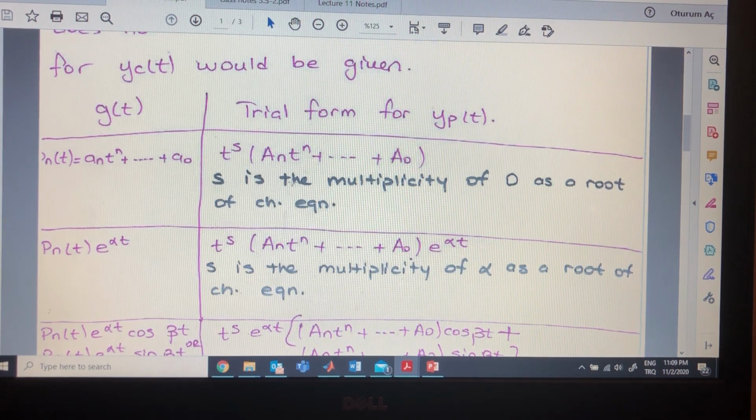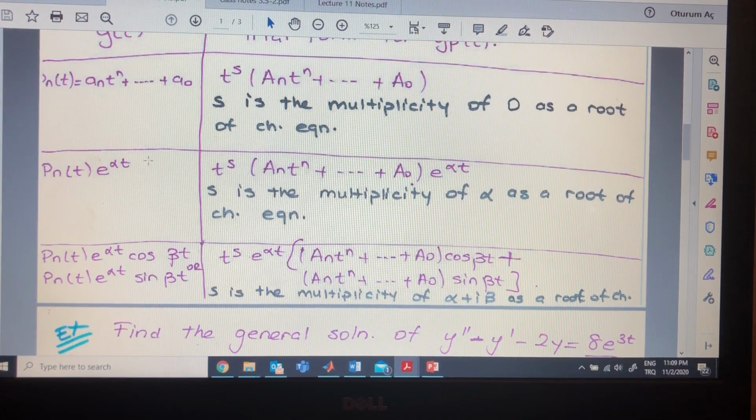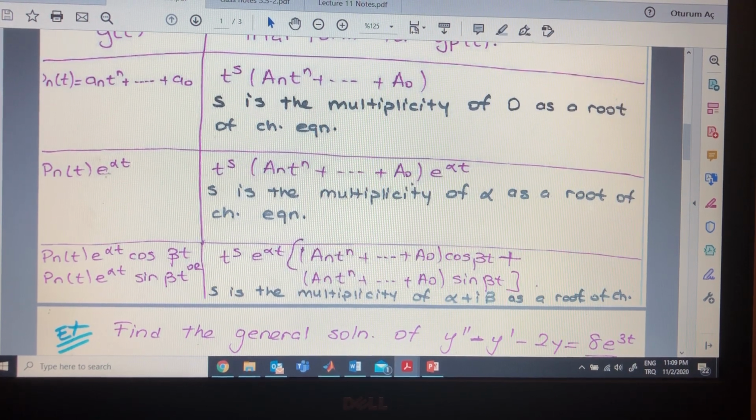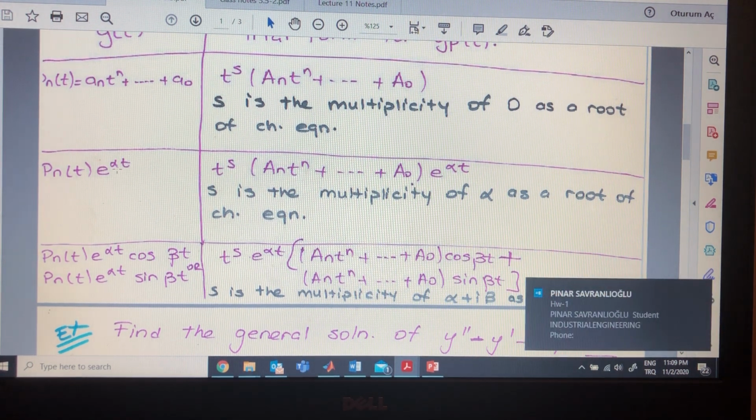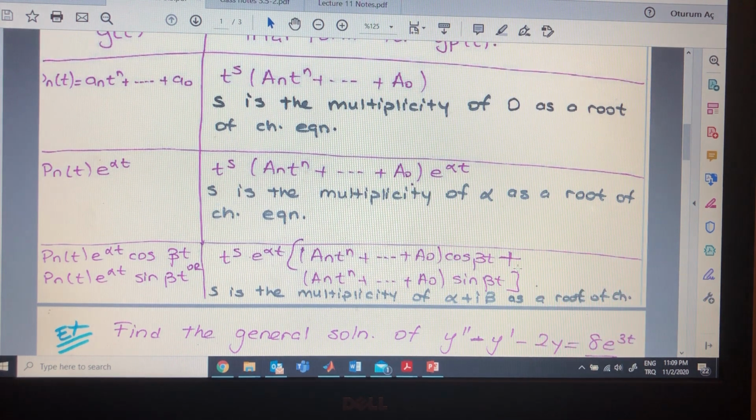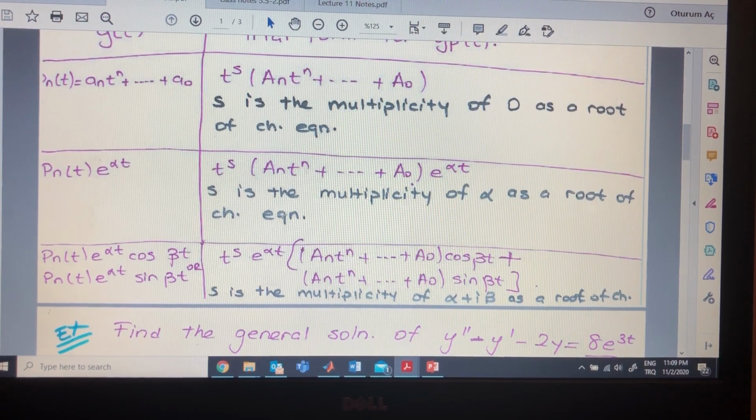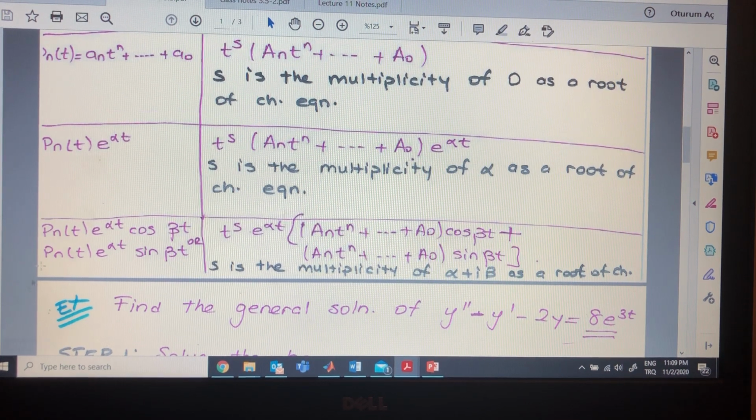Okay? And as the second row suggests, if your g of t function also has an exponential, you will be looking for a solution with an exponential like that. So here you need to decide what s is, what n is, and what alpha is. Alpha is given directly, n is given directly, and s this time is how many times alpha is coming as a root of the characteristic equation. I'm sure you don't understand anything right now, but with the example, it will be getting clearer.